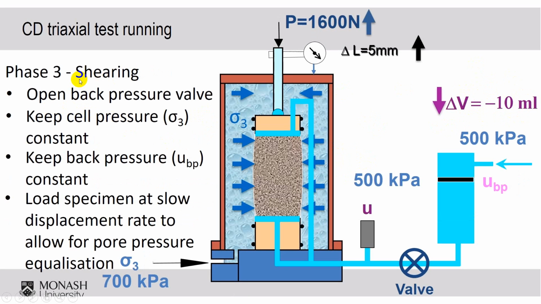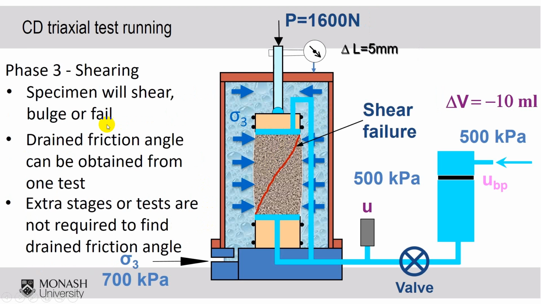Then to perform the shearing, you open the valve again and apply the load very slowly, and your sigma 3 is kept constant. You will apply the load, P equals 1,600 newtons, and the specimen will just expand. There's nothing too much to it. When it fails, it will shear, bulge, or fail, and the drained friction angle can be obtained from the test, because we'll have a theta here. You can just calculate the friction angle, or you can plot it onto a tau-sigma plane. Extra stages or tests are not required to find the drained friction angle.